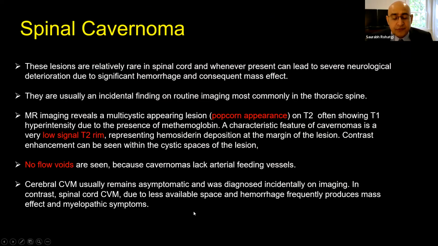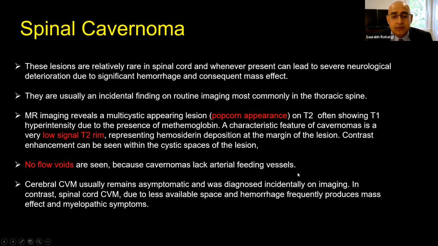Completing the list of vascular causes is a spinal cavernoma. These lesions are relatively rare in the spinal cord, but when they present, can lead to severe neurological deterioration and significant hemorrhage and mass effect. On MR, you will have a multicystic appearing lesion with a popcorn appearance, with a low T2 signal representing hemosiderin deposition.